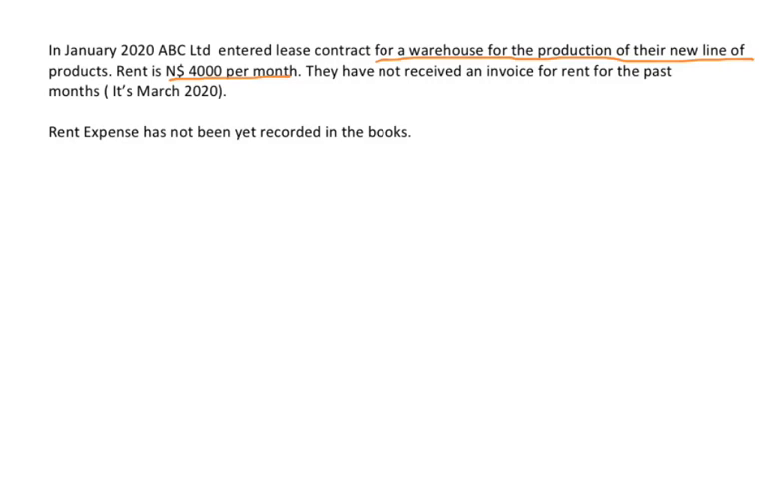So, we are in March 2020. Let's just say they didn't receive their rent invoice for February, meaning we did not pay for February. So what is an accrued expense?